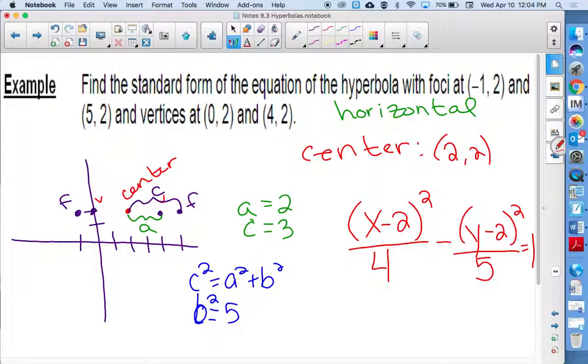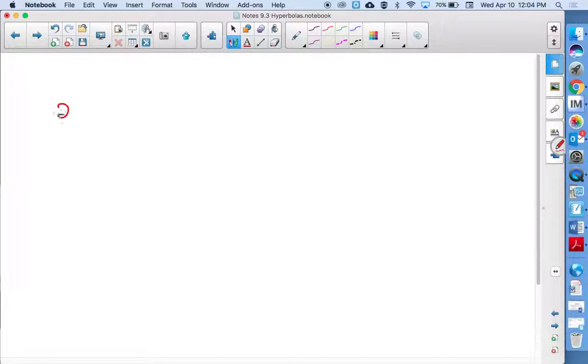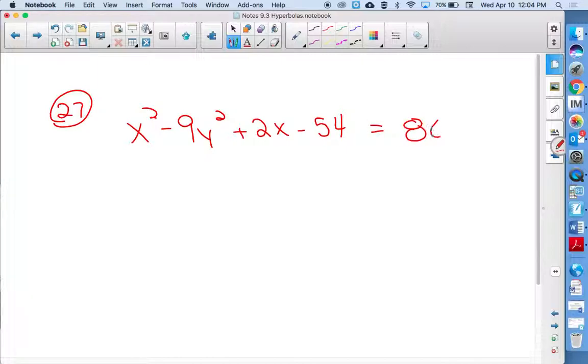So why don't you take a look at your number 27. It has x squared minus 9y squared plus 2x minus 54y minus 80 equals 0. So I just stuck the 80 on the other side. So David, Lucas, if you complete the square, what do you have for the x's when you complete the square? You want me to factor it too? Yeah, what do you have?